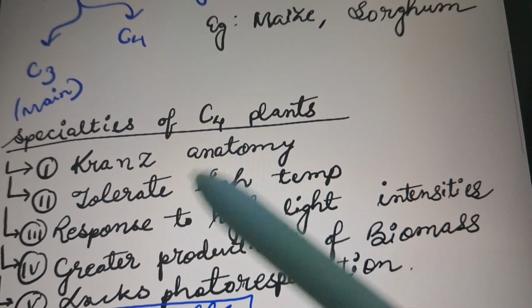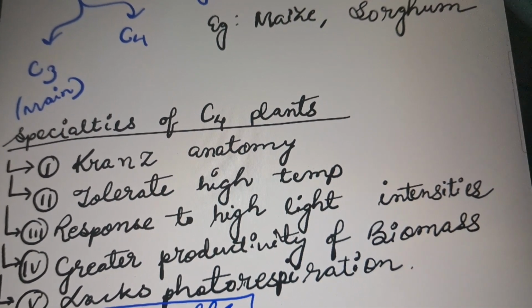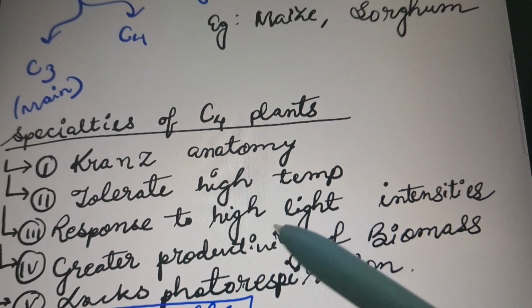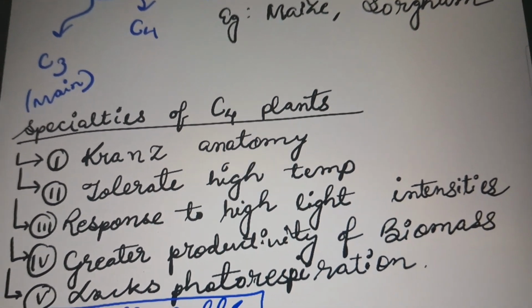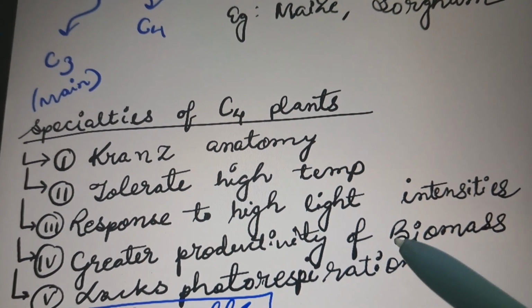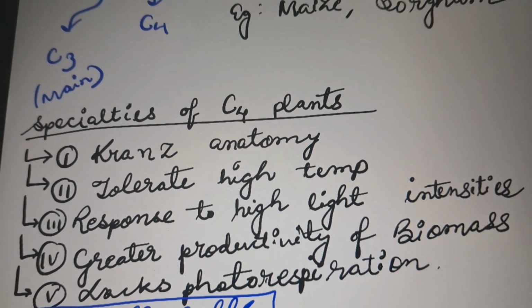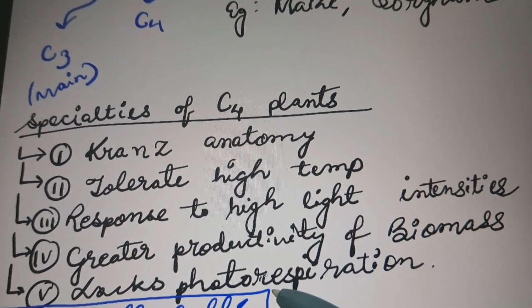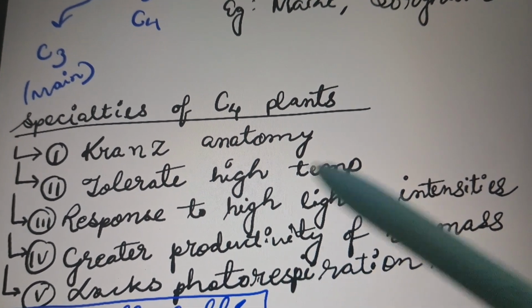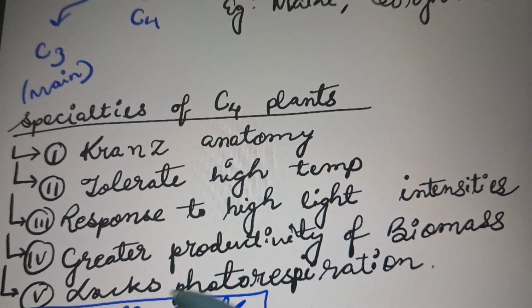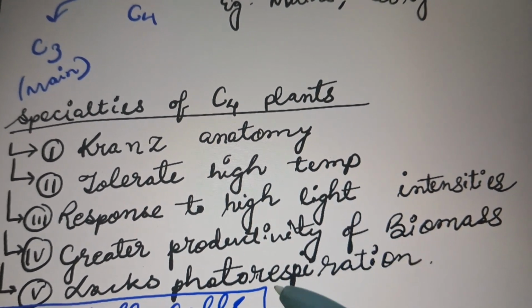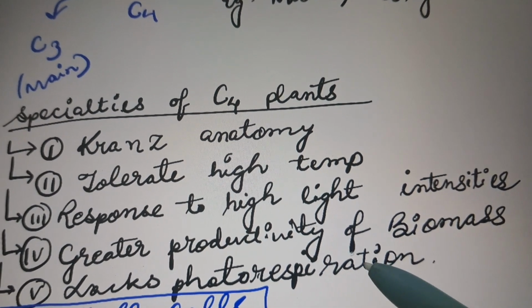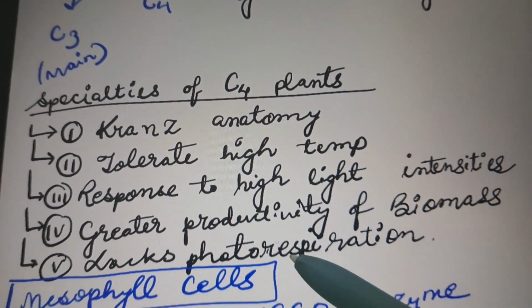C4 plants can also tolerate high temperature. They can respond to high light intensities, have greater productivity of biomass, and lack photorespiration. Now, what is photorespiration? There is a topic in this chapter itself towards a later part, so there we will talk in detail about what photorespiration is. Basically, C4 plants do not exhibit photorespiration. That is what we need to keep in mind.